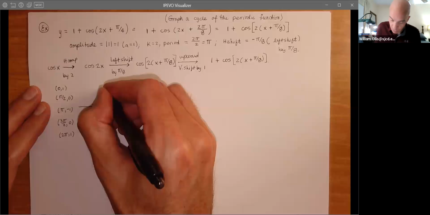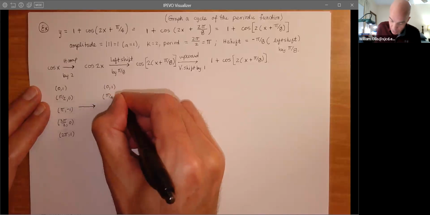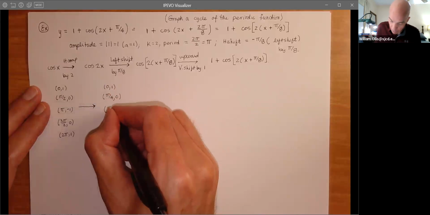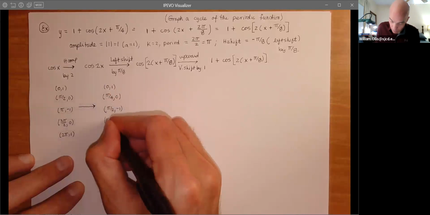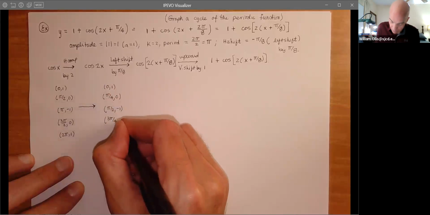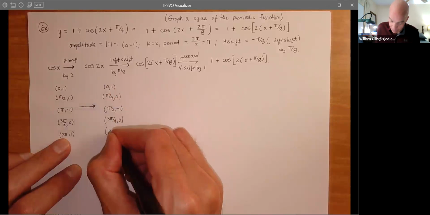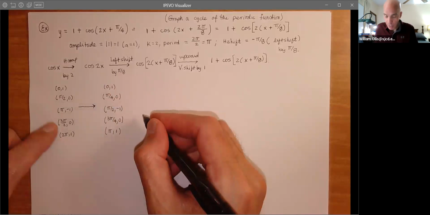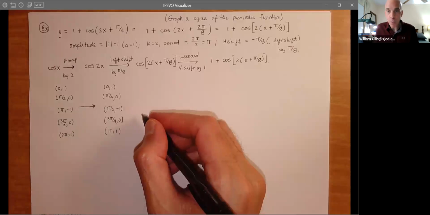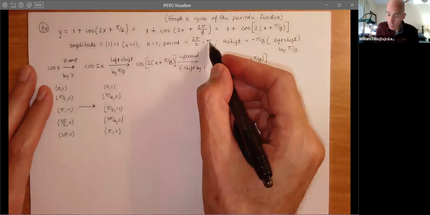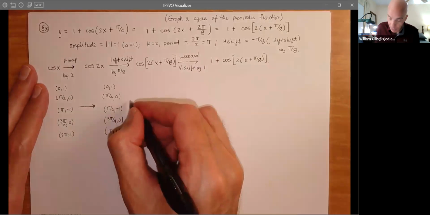which means divide all of the x coordinates by 2. So we get 0, 1, pi over 4, 0, pi over 2, negative 1, 3 pi over 4, 0, and then divide by 2, we just get pi. So we've got the new principal points on the x-axis, interval length pi over 4. All of the coding is right in the intervals, in the ordered pairs.